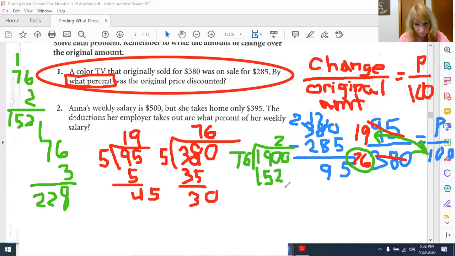Subtract. 9 becomes 8. 10 from 2 is 8. 8 from 5 is 3. So 38. Bring down the 0. 380. And we already have an answer up here because you know 5 times 76 is 380. So it's going to be a 5. So that's our answer. So how much was the original price discounted? What was the change? So the answer is 25%.